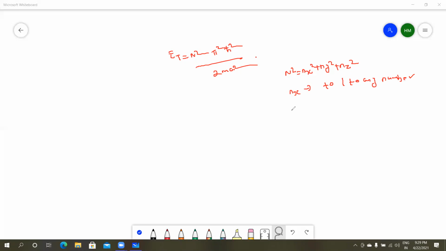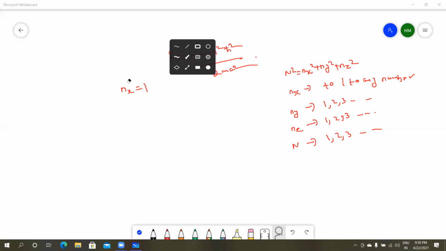So 1 to any number. ny also can go 1, 2, 3 like that, and nz also can go 1, 2, 3 like that. So this capital N can go 1, 2, 3 like that, as nx, ny and nz go from 1, 2, 3 to any number. So you can find the eigenvalue. Suppose let's say we take nx, ny, nz equal to 1. If n equal to 1, then what is the total energy?